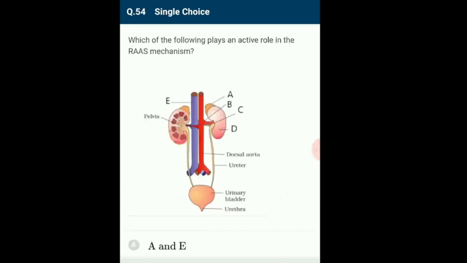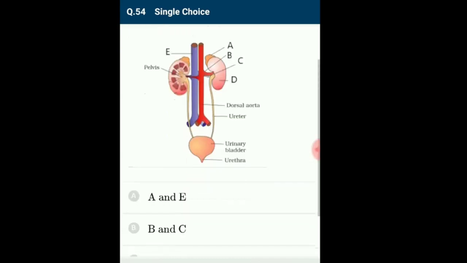Question number 54. Which of the following plays an active role in RAAS mechanism? The renin-angiotensin-aldosterone system, it is generally called as RAAS, is a hormone system within the body that is essential for the regulation of blood pressure and fluid balance. The system is mainly comprised of three hormones: renin, angiotensin 2 and aldosterone. Primarily, it is regulated by the rate of the renal blood flow. The juxtaglomerular cells of the kidney and adrenal gland actively take part in the RAAS mechanism.